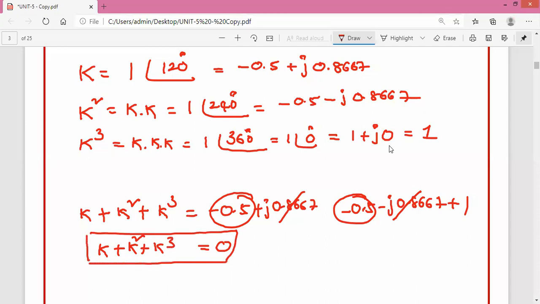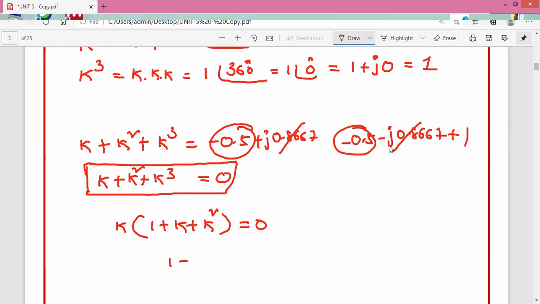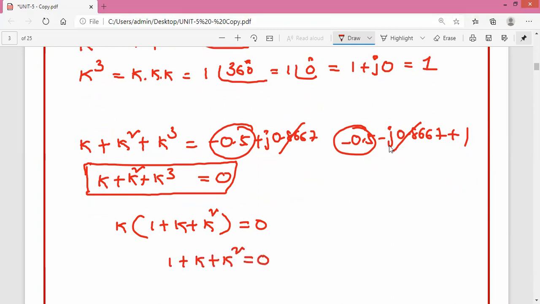Most of the times, it is asked in the public sector examination that k plus k square plus k cube is equal to 0. In other words, if you take k common, then this will become 1 plus k square, which is equal to 0. If you bring this k to this side, again the value of 1 plus k square is also becoming 0. So any one of the forms may be asked in the examination.